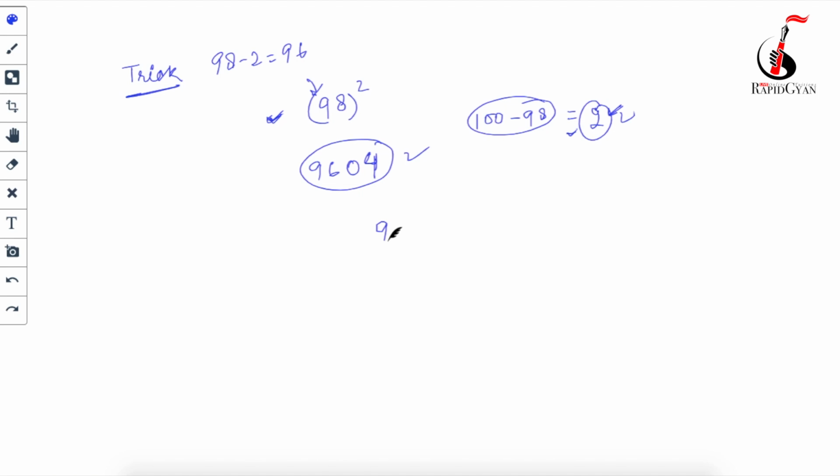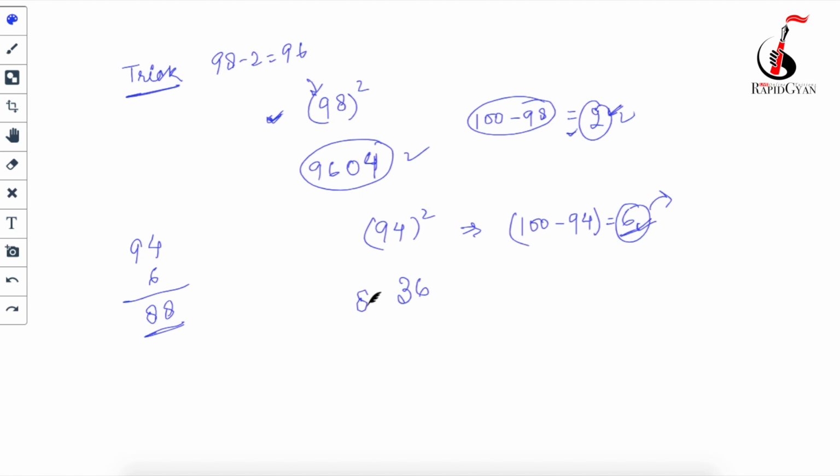Let's take any other example. Let's find the square of 94. First step, 100 minus 94 will give you 6. Then the next step is you will have to find 6 square. 6 square is 36. Next step, subtract 6 from 94. If you subtract 6 from 94, what will you get? You will get 88, correct? So your answer will be 8836. You can check the answer with a calculator. So this was your trick number 2, to find the square of a number which is less than 100.